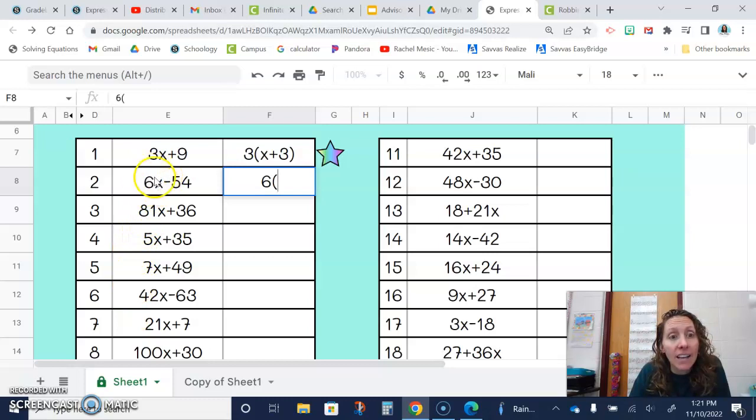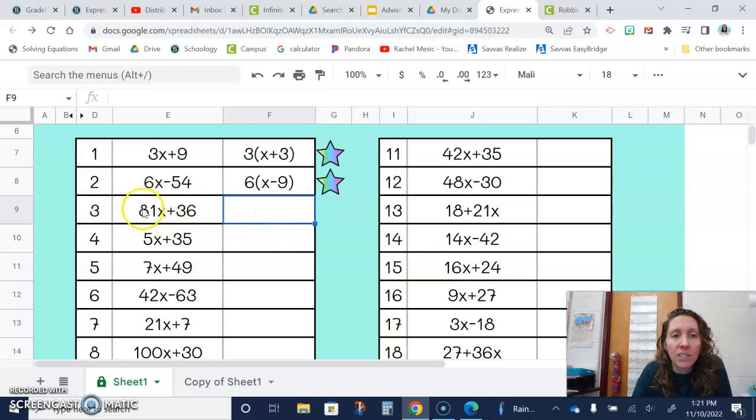So 6x divided by 6 would be 1x. And I could just put x for that. And then 54 divided by 6 is 9. And then I'm going to keep that subtraction symbol. I could also imagine it's a negative, and negative 54 divided by 6 would be negative 9.